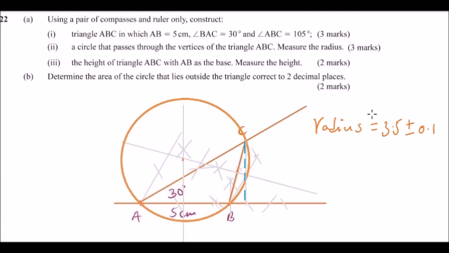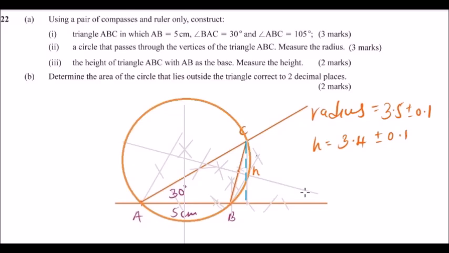Measure the height. So from C, you make 2 marks here, and using those 2 marks, you make other 2 marks using this point, and then you join, and you come up with a perpendicular. Then you measure that perpendicular. We now have the radius and we have the height. This is our height.